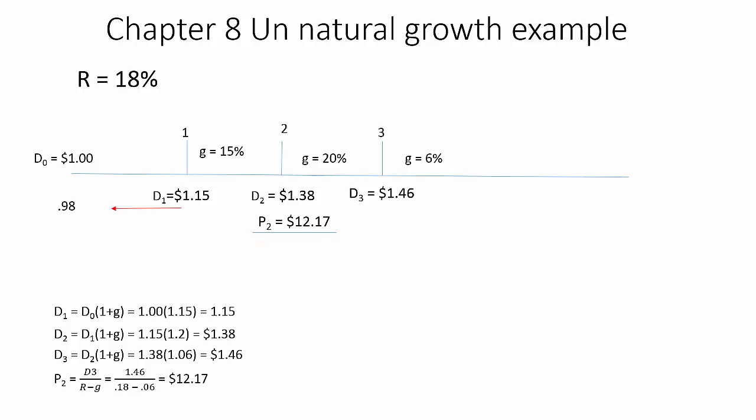Then we would take our year 2 cash flows, the $1.38 from the dividend and the $12.17 in the expected stock price, add those together, so our year 2 cash flows would total $13.55. We discount that back 2 years at 18% and see that that is $9.73. We add that to the 98 cents from year 1, and we get a total, or current, stock price of $10.71.